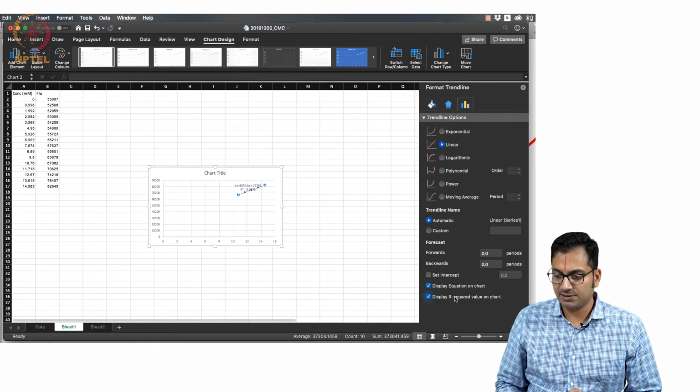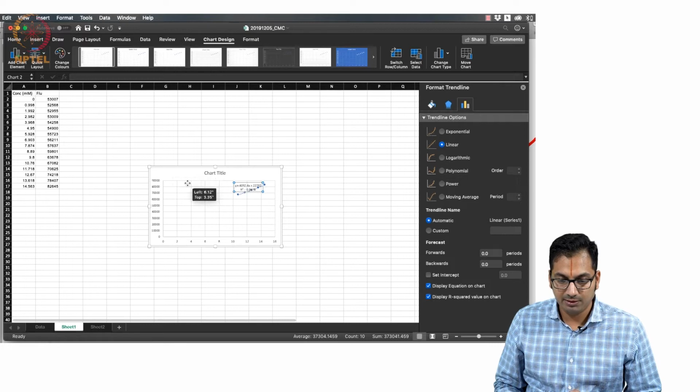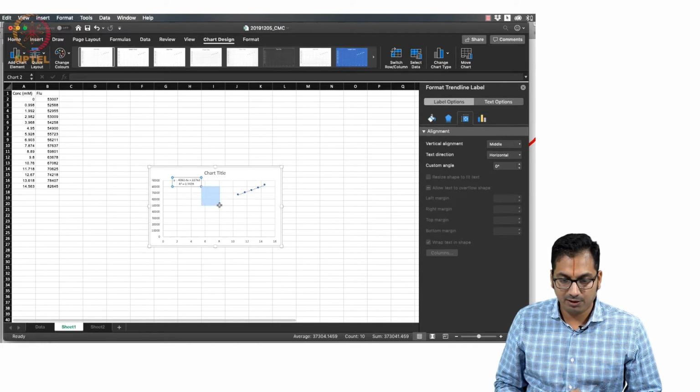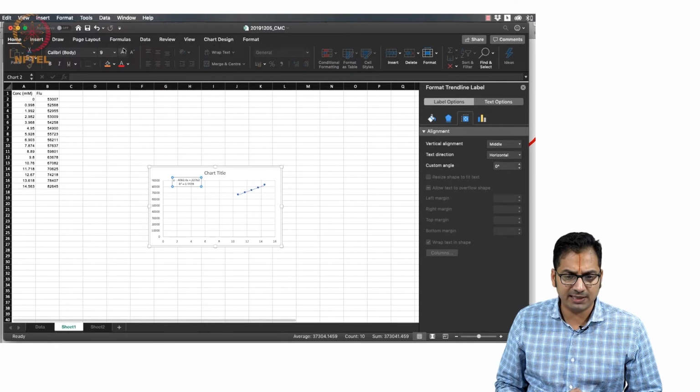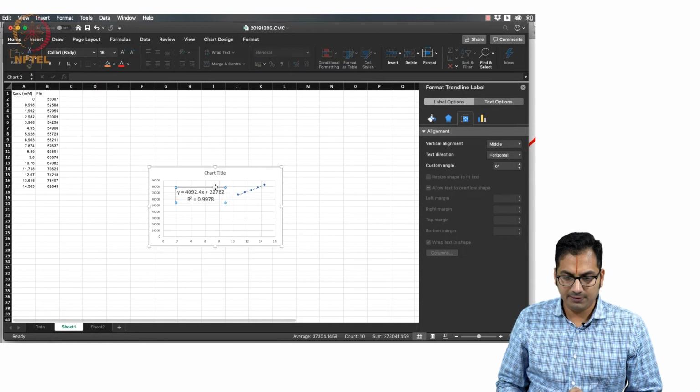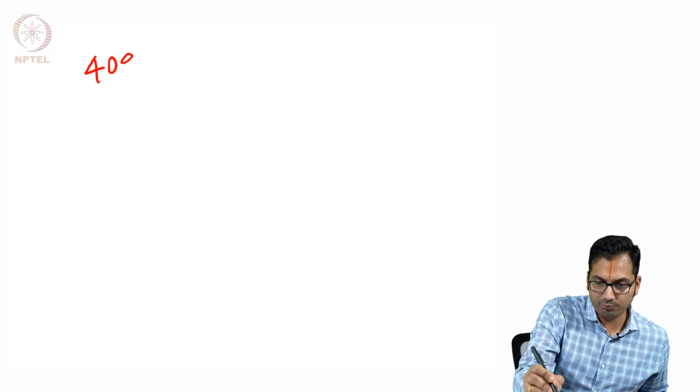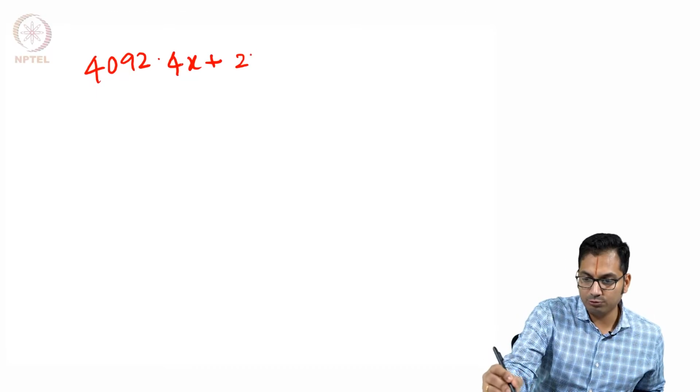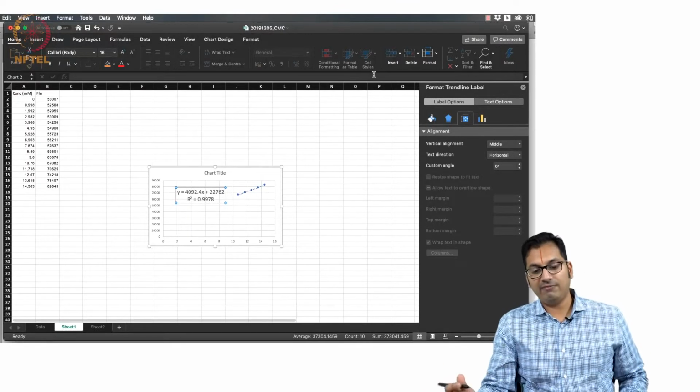We will once again discuss more about fitting as we go forward, but for now it suffices to understand that the fit that we are performing helps us analyze the data. So what do we get? We get something like 4092.4 x plus 22762 is equal to y.